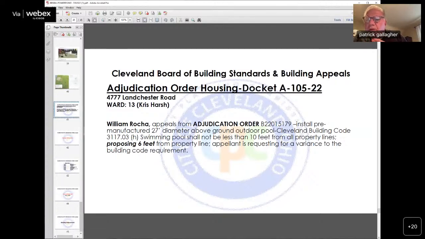Okay, is the appellant available now? I see a William Rocha on there. Okay, there he is. All right, let me call it. 8105-22, 4777 Lanchester Road. Application and fees are in order. This is an adjudication order to install a swimming pool proposing 6 feet away from the property line. Present for the hearing: Tom Vanover, Building and Housing; Patricia Aston, Law; Councilman Chris Harshaw. With the appellant or his or her representative, please state your name for the record.